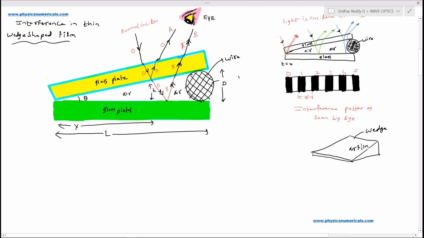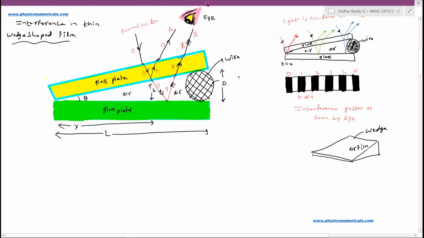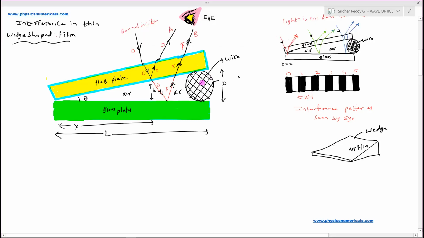Got it? So what is our purpose? I want to find out the diameter of a wire, or I can keep a piece of paper between the glass plates. So how do we find that particular diameter of a wire using this interference phenomenon? The wire, whose diameter has to be determined, is placed between the two glass plates. Because of this wire, the upper plate will have some inclination theta. Usually the thickness of the wire or paper is very small, so theta we can expect to be very small.